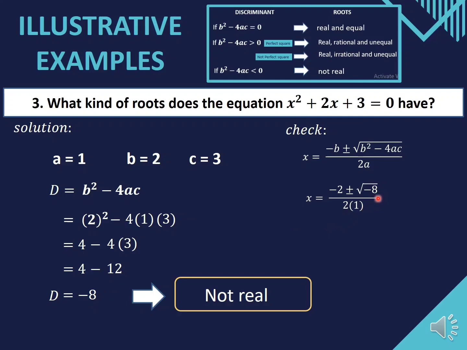At alam naman natin that the square root of a negative number is not real, diba? Those not real numbers are those imaginary numbers or yung mga square root ng negative numbers. So, therefore, ang square root of negative 8 is an imaginary number. So, that means it is not real.